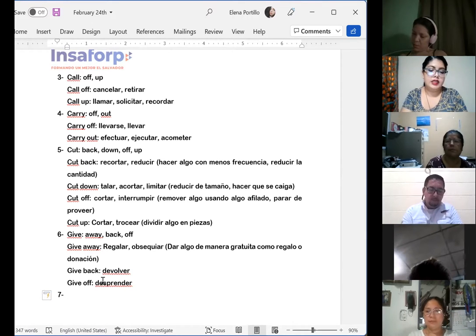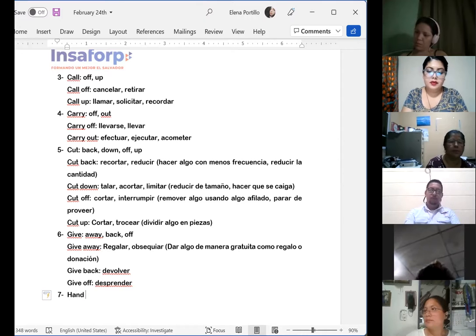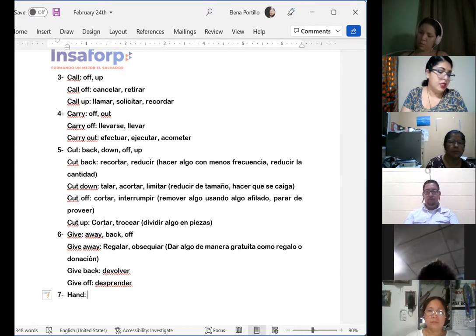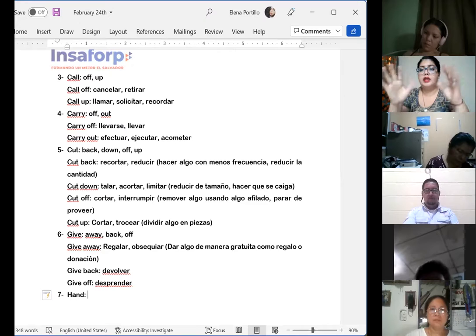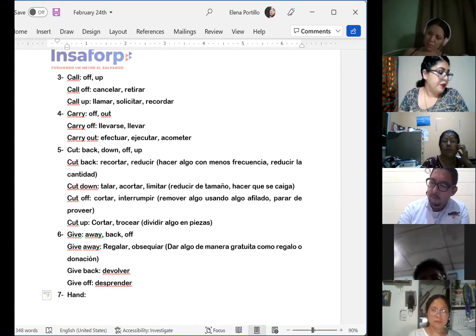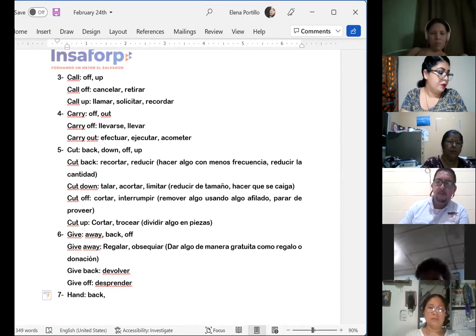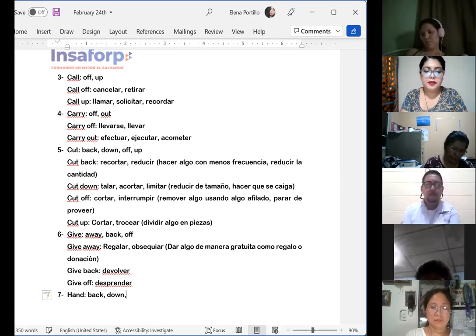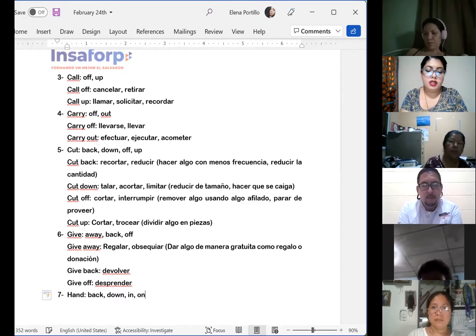That is hand. And we are not talking about the part of the body. We are talking about give something. Hand. And we have the particles back, down, in, on, out, and over.